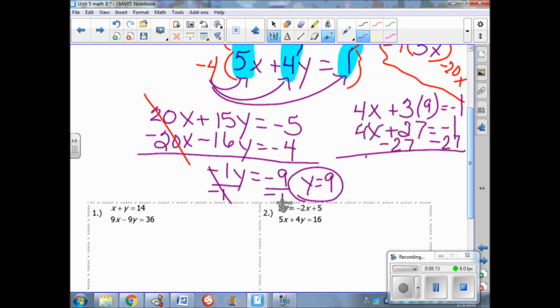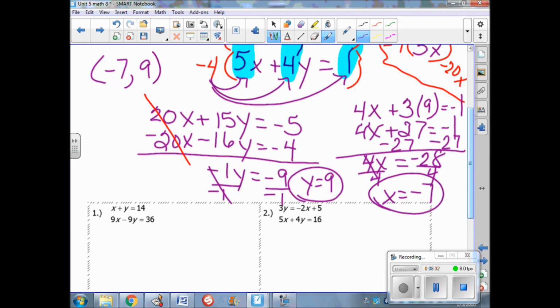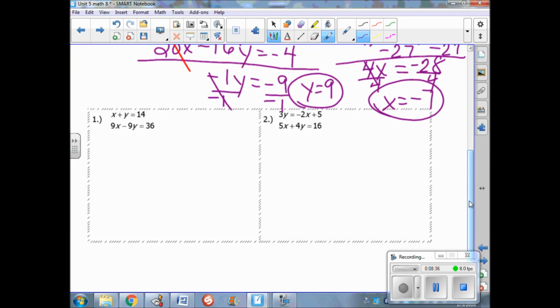All right, so what do we got here? 4x equals negative 28. We divide by 4. x equals negative 7. So now I've got my x and my y. Let's write our solution. We've got x, comma, y. There's my solution. Let's try another one.